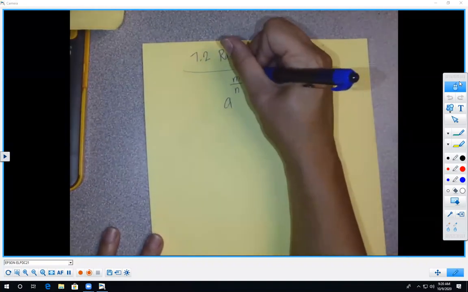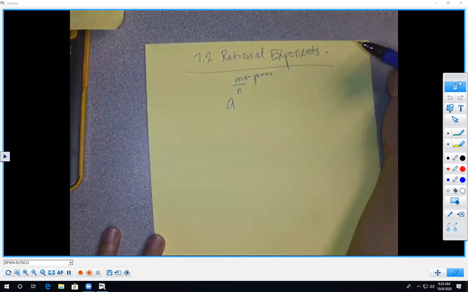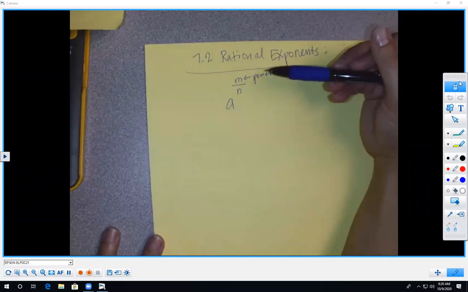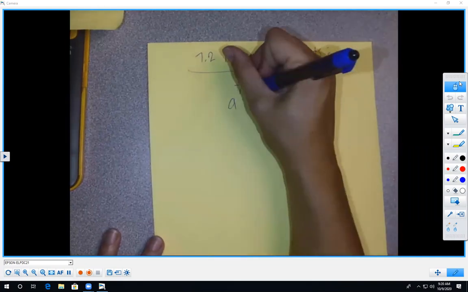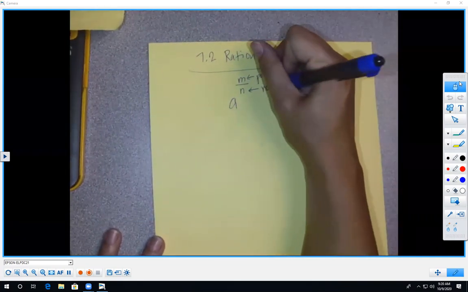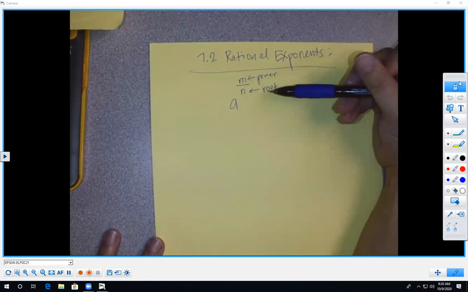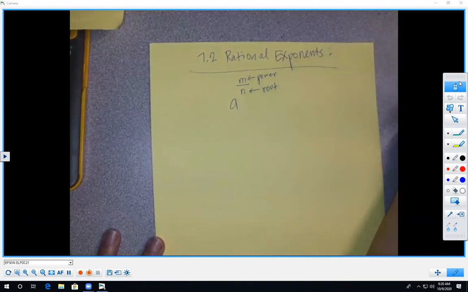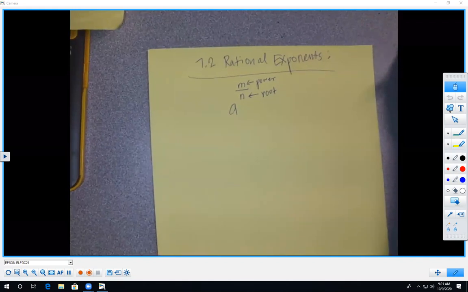The m represents the power that the base is raised to. So if that was a 2 on top, it'd be a squared. If that was a 5 on top, it'd be a to the 5th. If it was a 9 on top, it'd be a to the 9th. The number on bottom represents the root that we are taking of it. So if there were a 2 on bottom, I'm taking the square root. If there was a 3 on bottom, I'm taking the cube root. If there's a 4 on bottom, I'm taking the 4th root, and so on. So it's a way of writing a power and a root at the same time, in a nicer looking way, essentially.